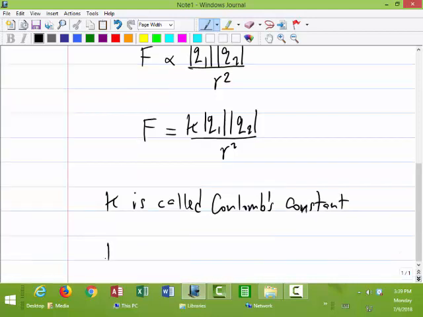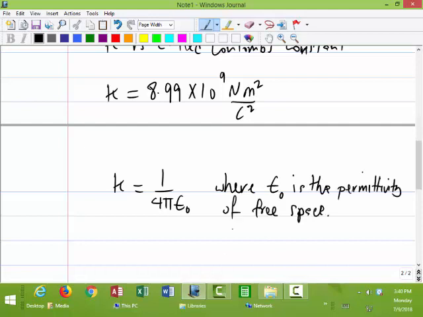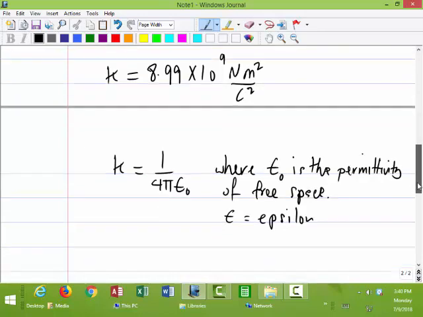The magnitude of k is equal to 8.99 times 10 to the power 9 newton meter squared per coulomb squared. k is sometimes also written as 1 over 4 pi epsilon naught, where epsilon naught is the permittivity of free space. This letter E is a Greek letter, epsilon. So when I say E subscript 0, that is epsilon naught.